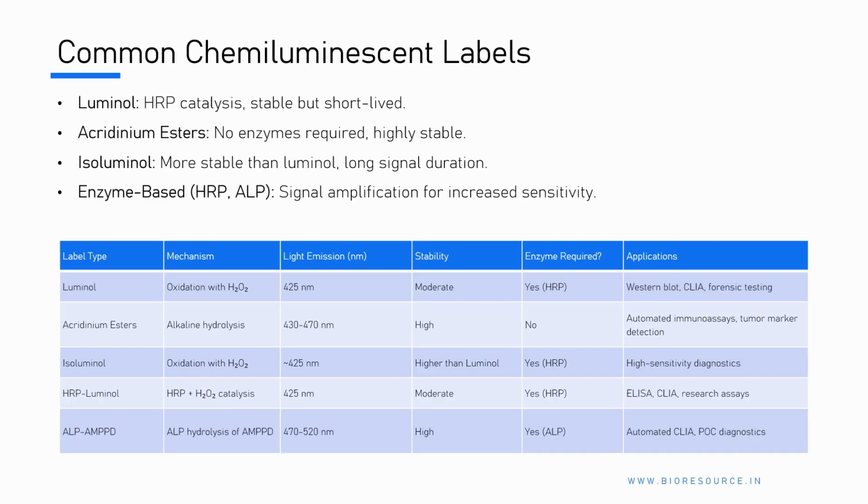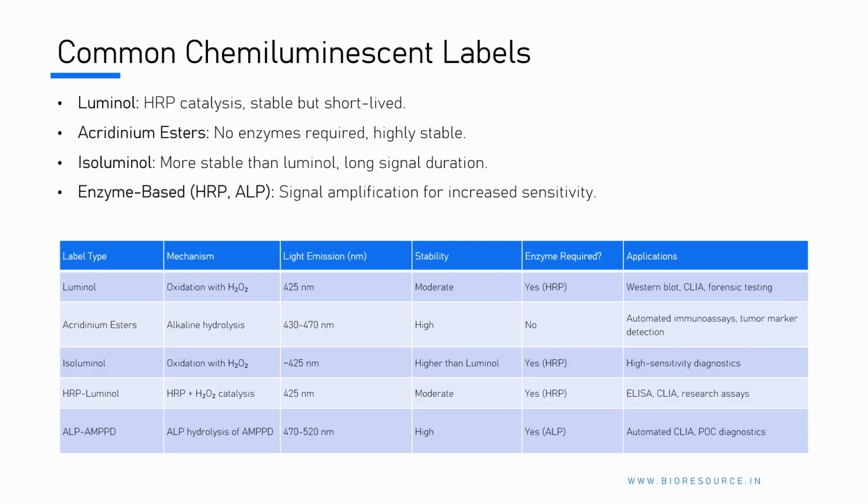Chemiluminescent labels are crucial in chemiluminescent immunoassays as they generate light upon chemical reaction, allowing for detection and quantification of the target analytes. Four common chemiluminescent labels are used in CLIA. These are luminol, acridinium esters, isoluminol, and enzyme-based signal amplification systems. So let's look into each one of these in detail.